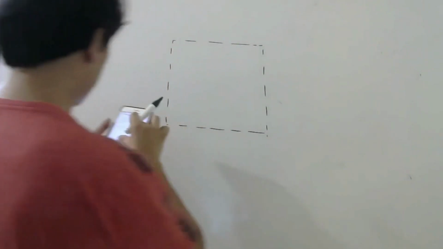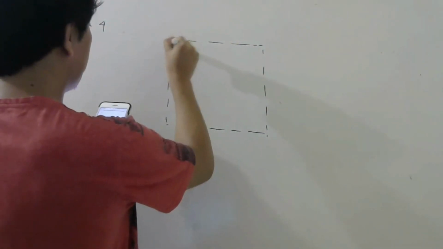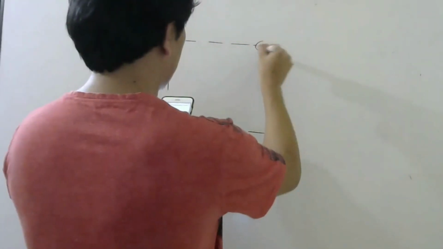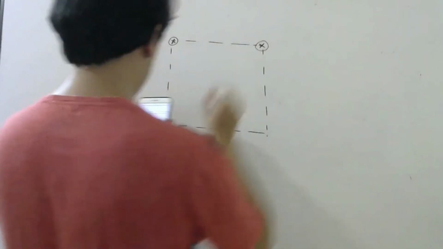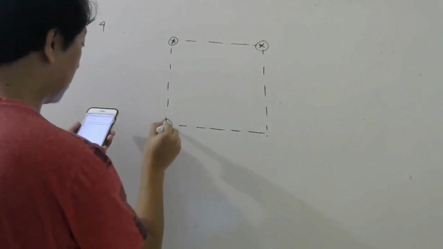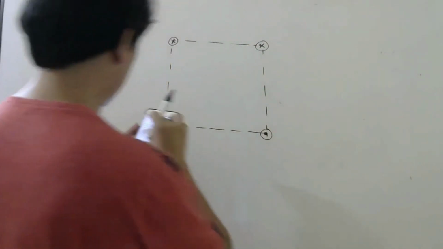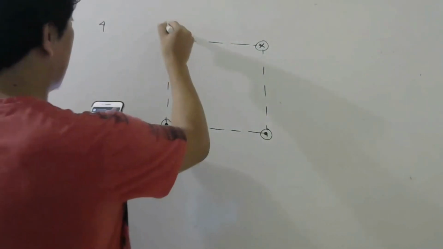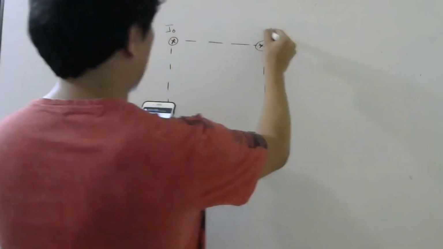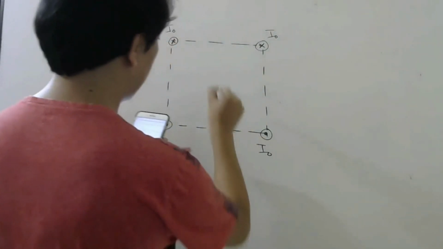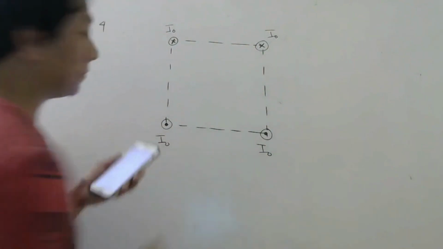Okay. So here current is going into. Here also current is going into. Here current is coming out. Here current is coming out. Each current is the same, I naught, I naught, I naught, I naught. They want the magnetic field at the center.